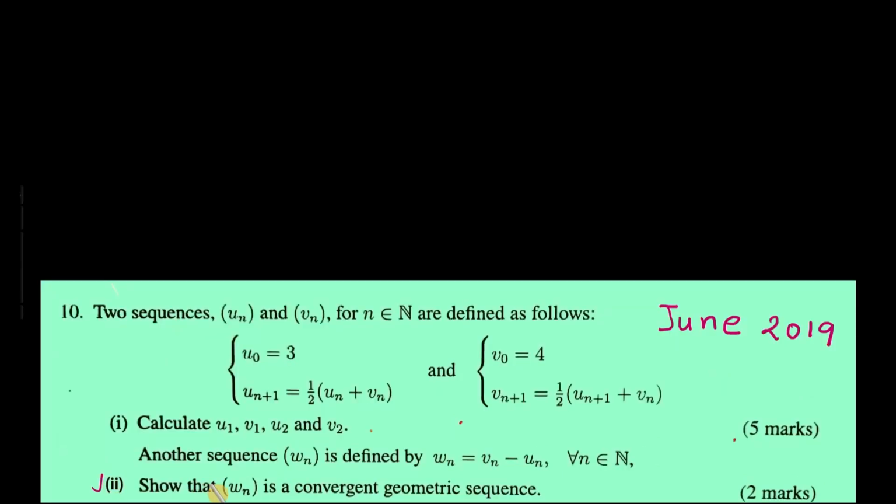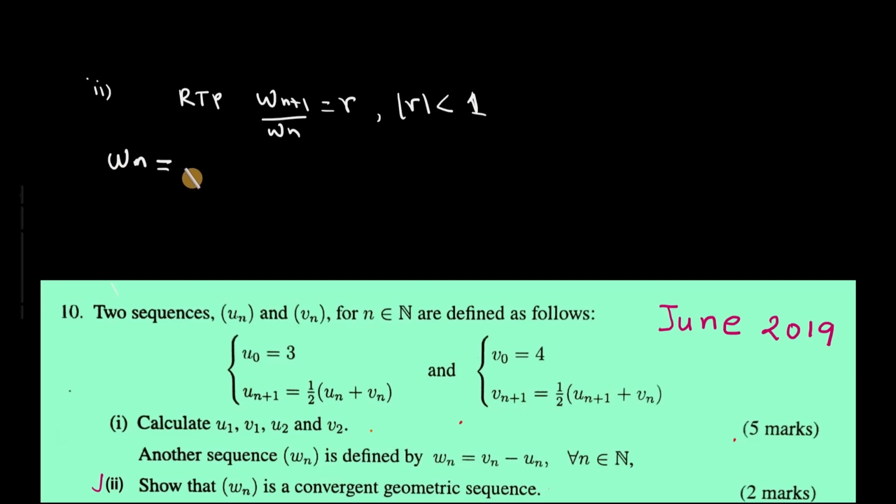Roman 2. Show that Wn is a convergent geometric sequence. To show that any sequence Tn is a geometric sequence, we are required to show that Tn plus 1 over Tn is equal to a constant r. And for the geometric sequence to be convergent, mod r must be less than 1. Now, to show that Wn is a convergent geometric sequence, we are required to prove that Wn plus 1 over Wn is equal to r, where mod r is less than 1.